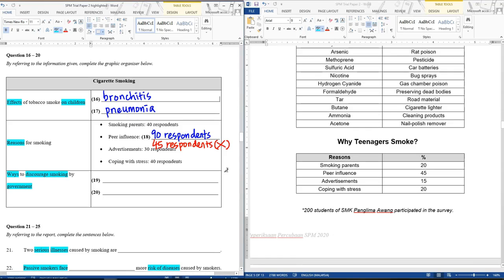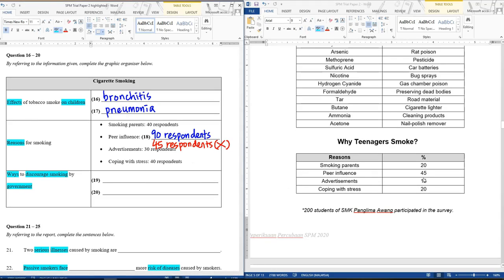Okay, so we are back with the answer for question 18. As you can see here, I have written the correct answer in blue, which is 90 respondents. And the one that I've written in red here, 45 respondents, is wrong. Now, how did you get the number for 90 respondents?